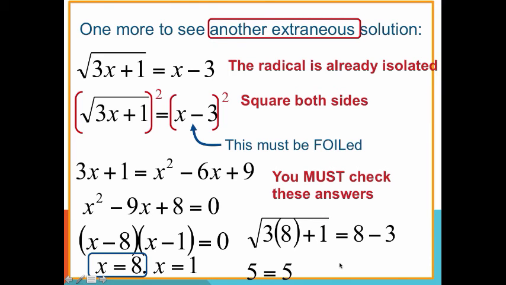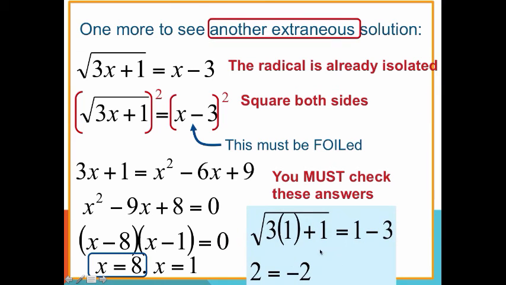Let's go ahead and check the next solution, which should be 1. So if I plug a 1 into both sides of my equation, the square root of 3 times 1 plus 1 equals 1 minus 3. Now you're going to see 2 equals negative 2, which is not a solution. So actually cross it out, and x equals 1 is not a solution. There's only one answer to this problem, and the answer is x equals 8.